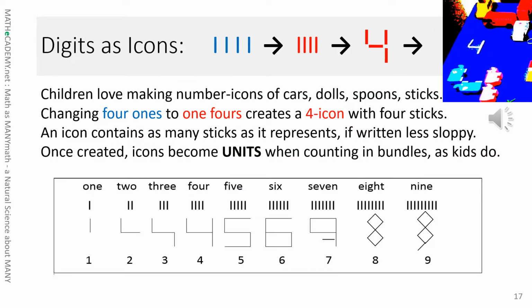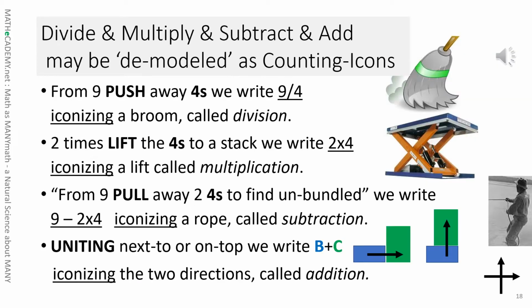Children love to make number icons of cars, dolls, spoons, sticks. Changing 4 ones to 1 four will create a 4 icon with 4 sticks. An icon contains as many sticks as it represents, if written less sloppy. Once created, icons become units when counting in bundles, as children do. Divide and multiply and subtract and add, may be demodeled as icons, also.